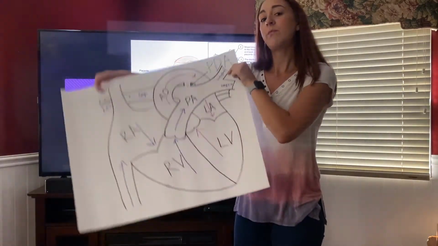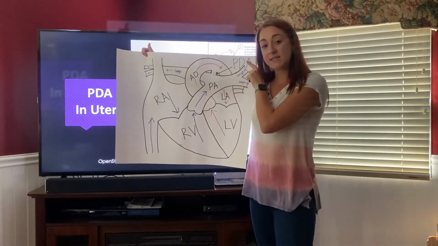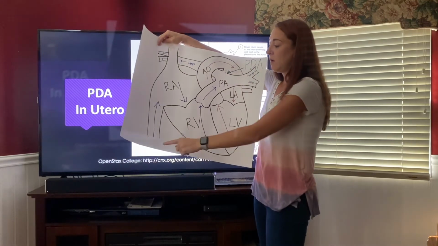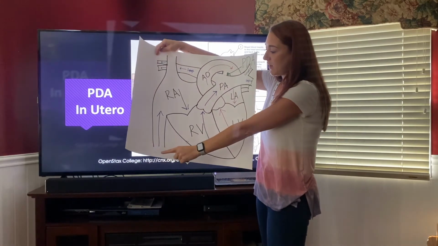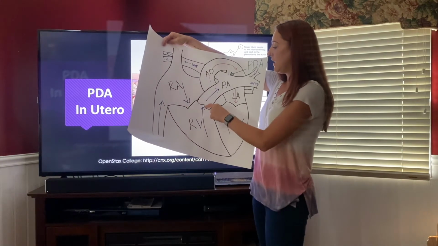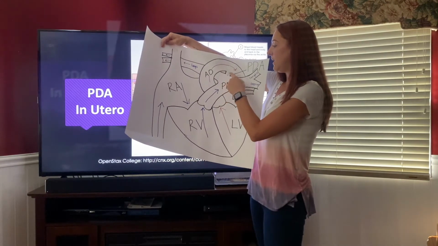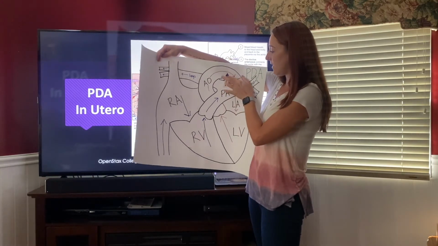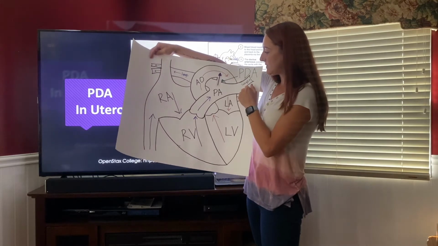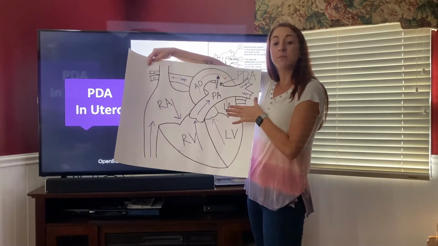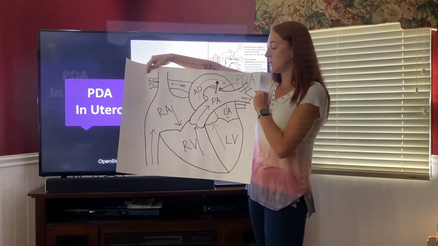In utero, the placenta does the oxygenating of the blood for us. So the placental vein will bring our oxygenated blood into the right side of the heart, to the right atrium, right ventricle, into the pulmonary arteries, and the PDA will allow blood to shunt from the right side to the left side of the heart, bypassing the lungs into the aorta, and allow oxygenated blood to go out to the body for systemic circulation.